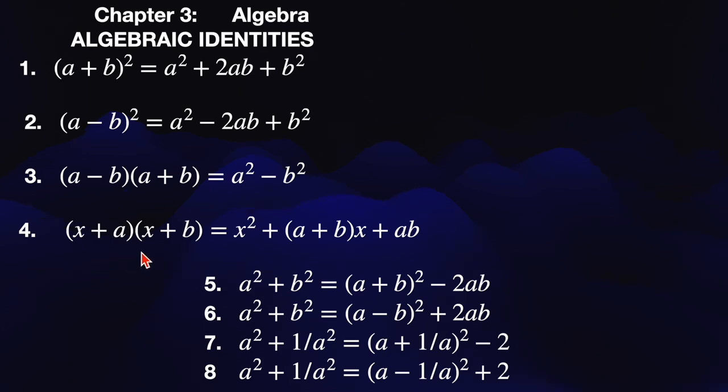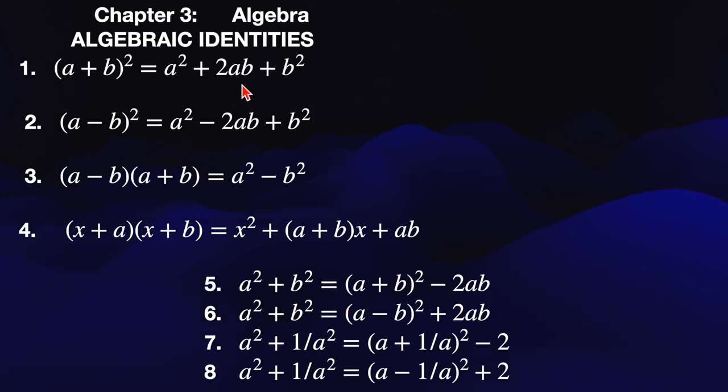(x + a)(x + b), where x is a variable and a, b are constants. So (x + a)(x + b) is equal to x² + (a + b)x + ab. Now these four identities are based on the first two identities. So if you know the first identity, you can write down the fifth one also.